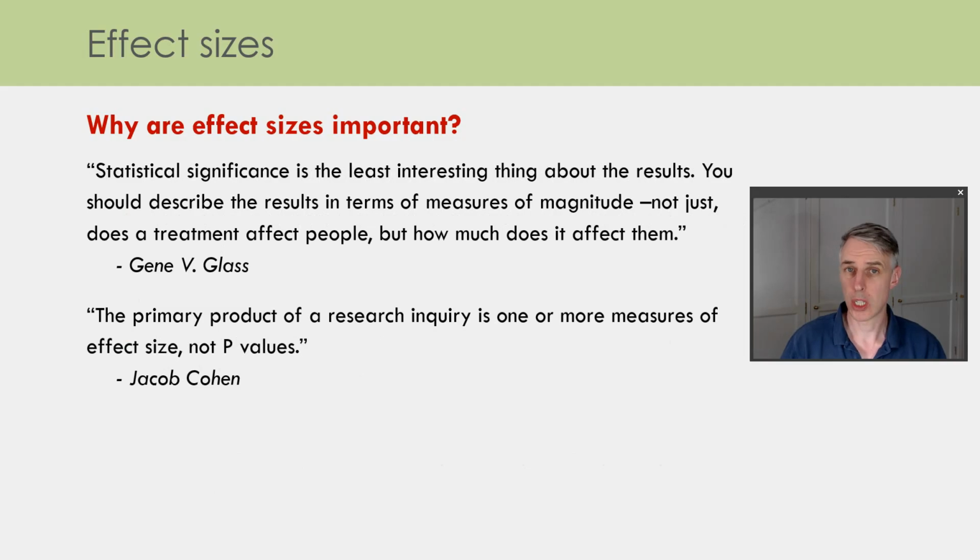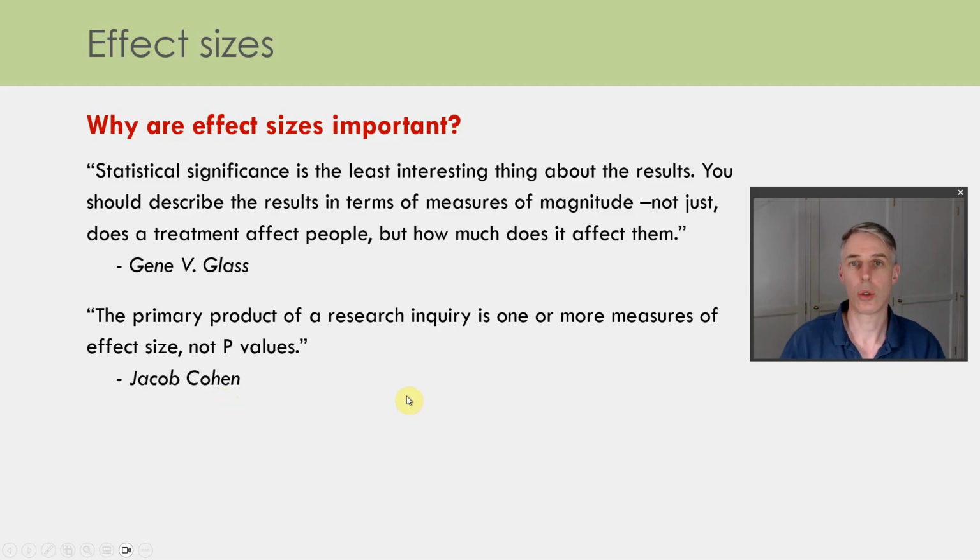So these properties of effect sizes have led many eminent figures to suggest that actually it's effect sizes rather than p-values that are the most important bit of output that you get from your analysis. So for example, Gene Glass, the originator of meta-analysis, suggests that statistical significance, your p-value, is the least interesting thing about the results. You should instead describe results mainly in terms of measures of magnitude. You should be discussing not just does a treatment affect people, but how much does it affect them.